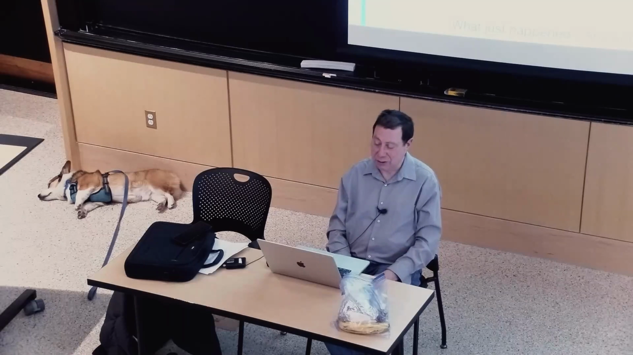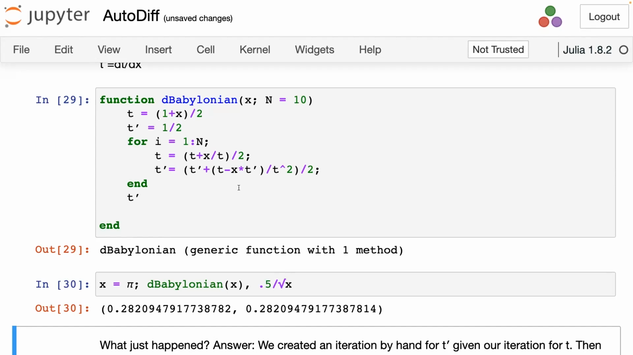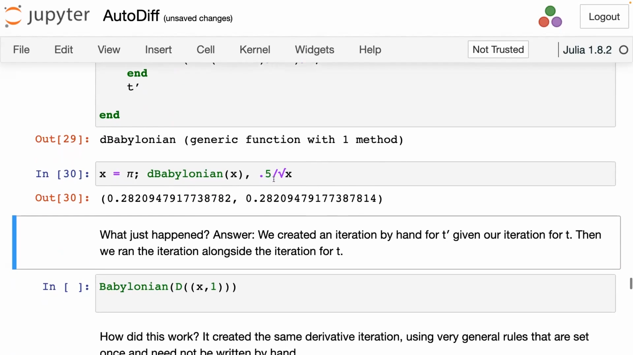And so you might realize that this is actually an iteration for the derivative of square root of x. An iteration that we stop at 10 by default. We could take more steps, but this is an iteration for the derivative of square root obtained completely by taking the derivative of every line. And so that's kind of what happened.